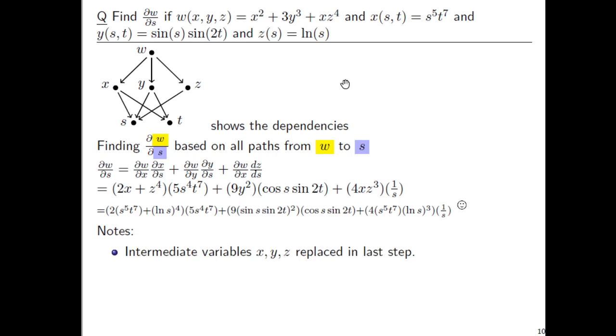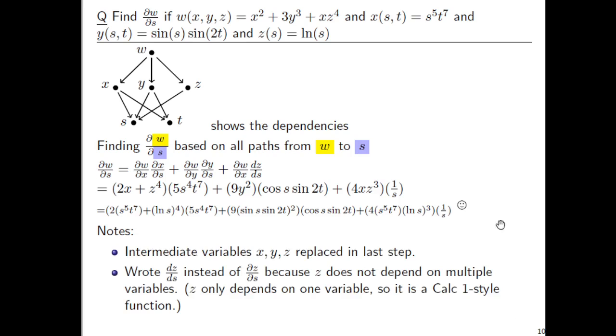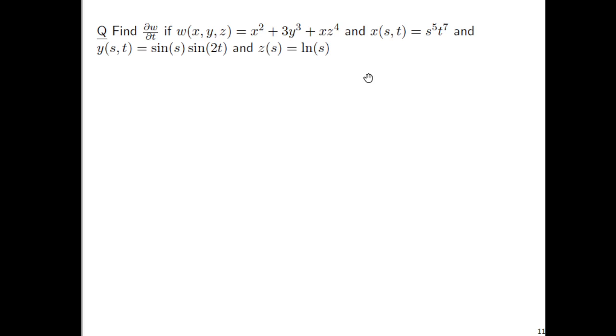Just as a note, the intermediate variables x, y, and z are replaced in the last step. And we happen to write dz/ds instead of curly dz over curly ds because z does not depend on multiple variables. Z only depends on one variable, so it's a Calc 1 style function. We use this curly d shape when we're really talking about a partial derivative. In the case of differentiating z, there's only one input variable, so it's not a partial derivative. It's like a standard Calc 1 derivative.